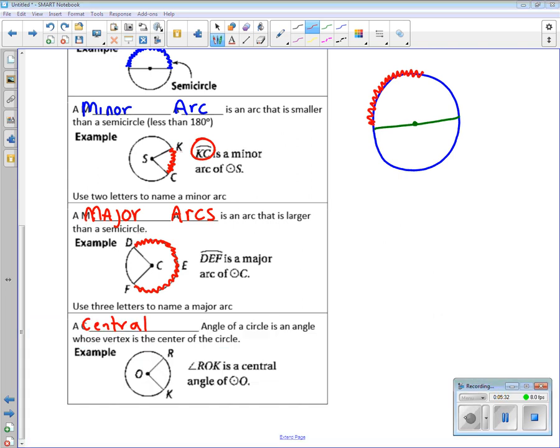Now we're going to be dealing with some vocabulary words of special types of angles dealing with circles. So in this case, I have a circle where the angle's vertex is at the center of the circle. That's called a central angle. If you look at the drawing there, I have it highlighted in red, and next to it I have ROK representing the angle.